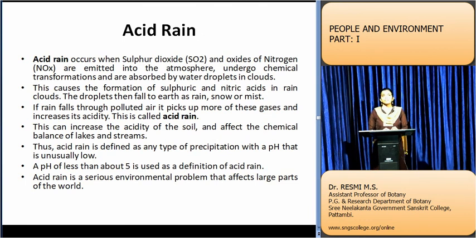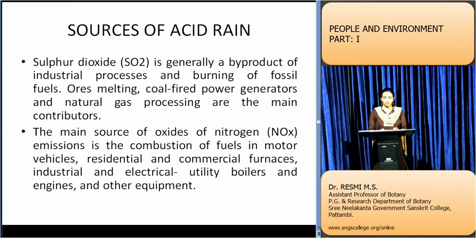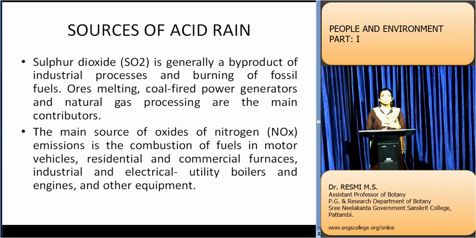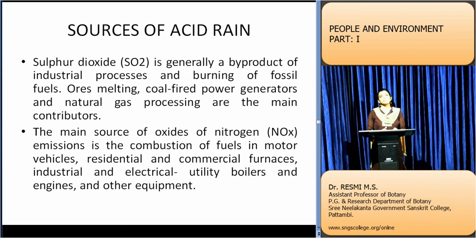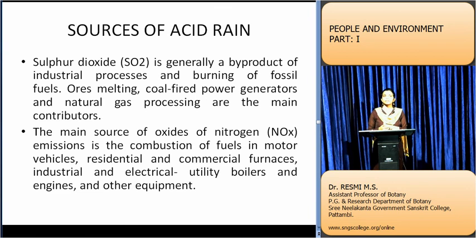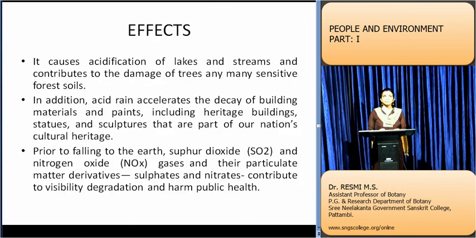Acid rain can be defined as any type of precipitation with a pH that is usually low. A pH of less than 5 is usually defined as acid rain. This is a major concern because it is affecting some of our historic monuments, such as the Taj Mahal, to a great extent. So what are the sources? I already mentioned sulfur dioxide and oxides of nitrogen, which are majorly emitted by burning of fossil fuels, and also from motor vehicles, residential and commercial furnaces, industrial and electrical utility boilers, engines and other equipment.